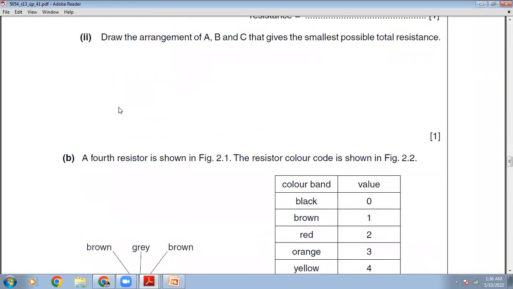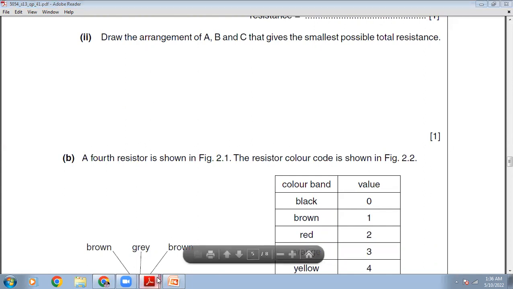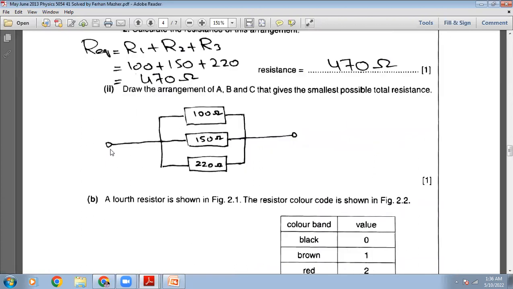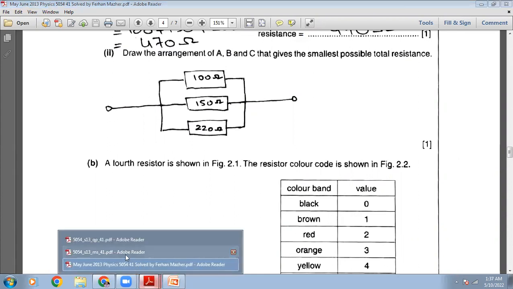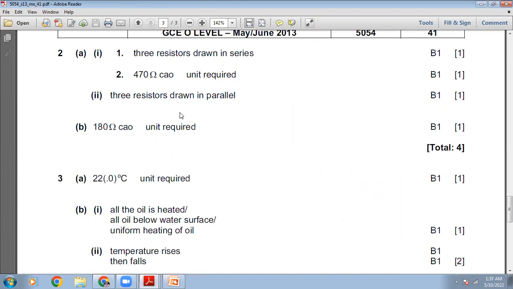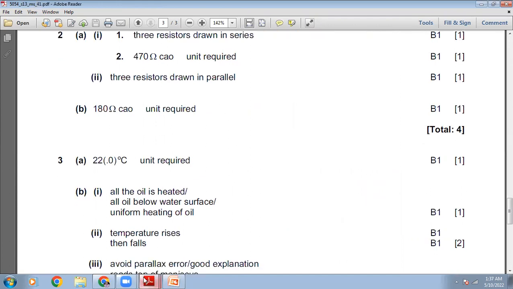Draw the arrangement of A, B, and C that gives the smallest possible total resistance. You arrange them in parallel to each other, and their resistance will become smallest. The combined resistance will become. So this is how you will show them arranged in parallel to each other. Series drawn in parallel. Okay.